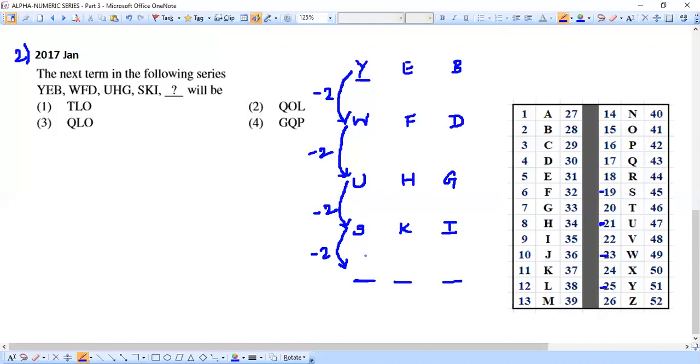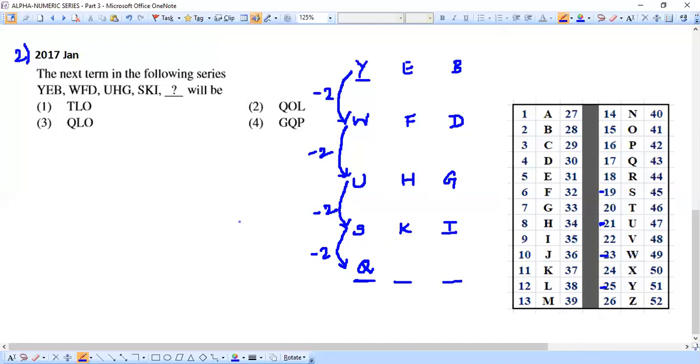And what is 17 corresponding to? 17 corresponds to Q. That means the first letter of the missing term must be Q. So is the point clear? They are just doing -2, -2, -2. From S we do -2 and we get Q. So we got the first letter.